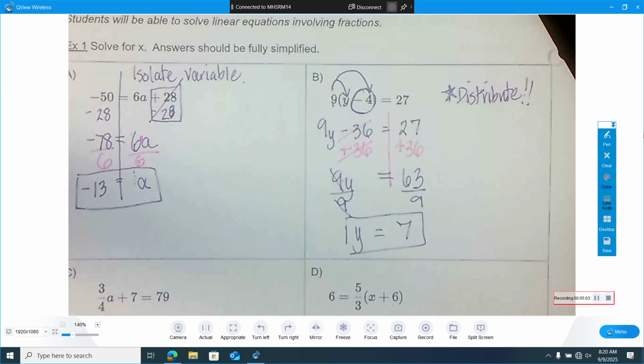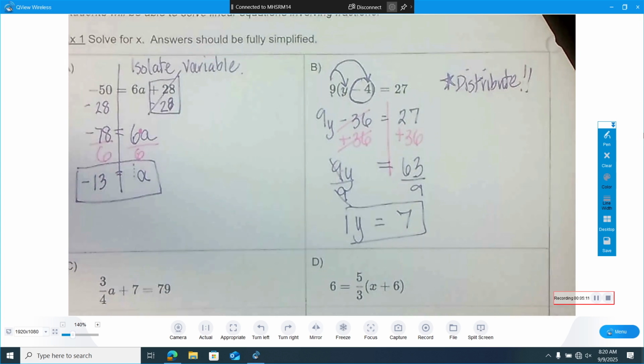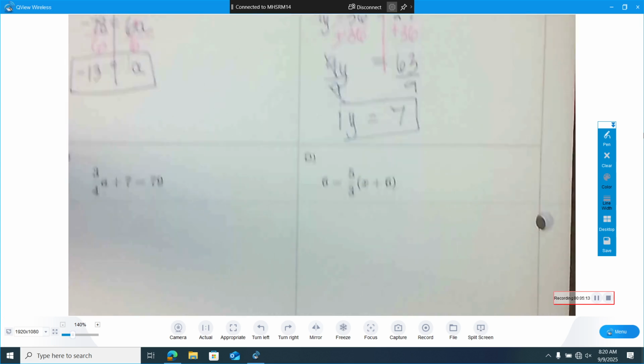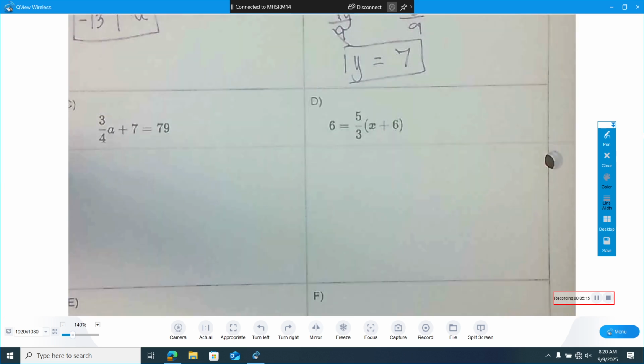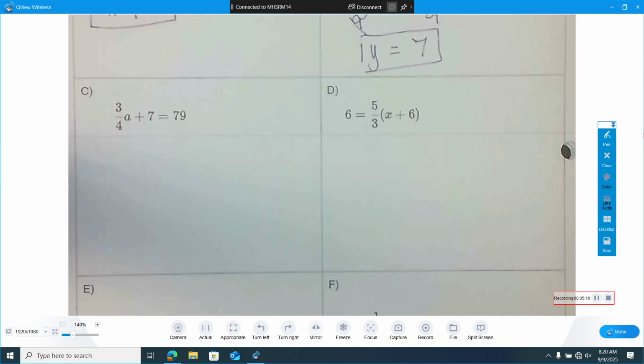Garrison, are you saying that it's so much easier to divide by 9 first? Is that what you said? No? Oh, okay. That is another option. You could divide by 9 first. All right. So those are easy.